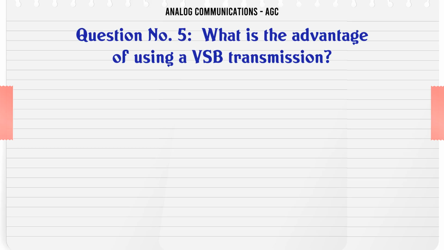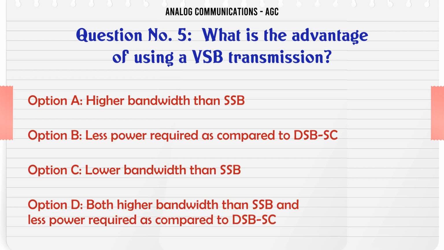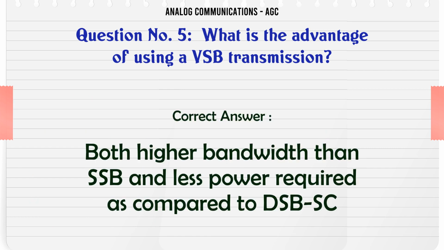What is the advantage of using VSB transmission? A. Higher bandwidth than SSB. B. Less power required as compared to DSB-SC. C. Lower bandwidth than SSB. D. Both higher bandwidth than SSB and less power required as compared to DSB-SC. The correct answer is both higher bandwidth than SSB and less power required as compared to DSB-SC.